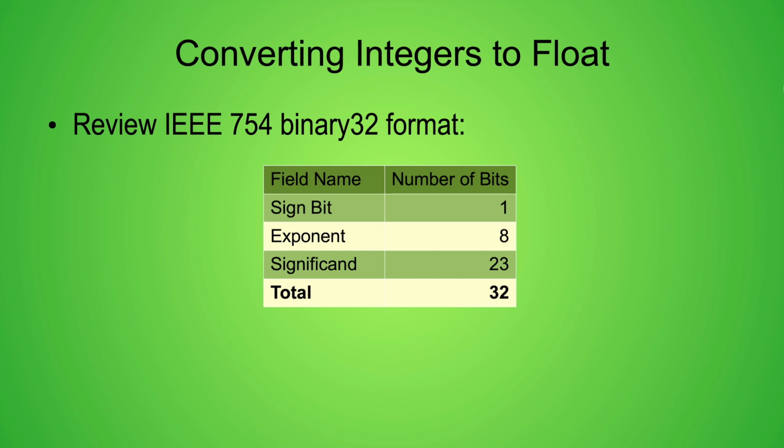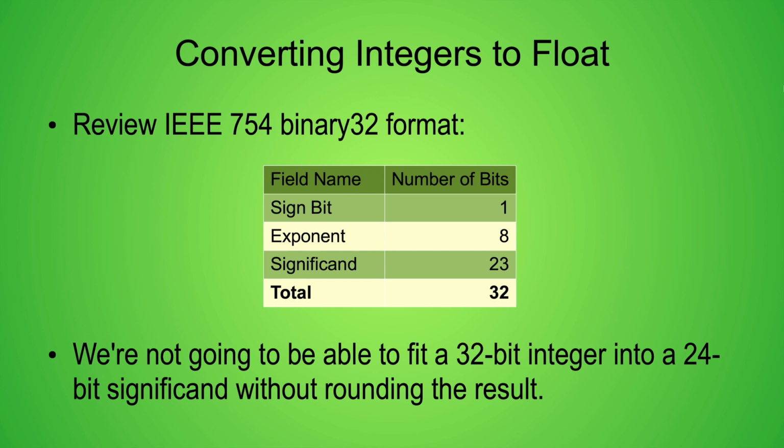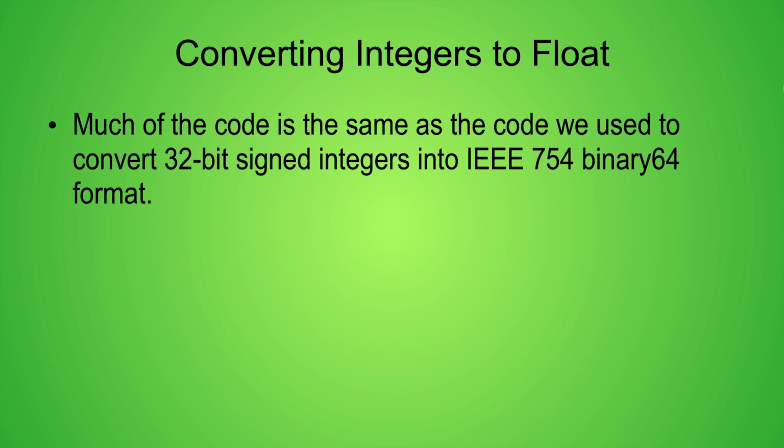Let's review the binary 32 format. It has one sign bit, an 8-bit exponent field, and a 23-bit significand field. We can quickly see that in the general case, a 32-bit signed integer isn't going to fit into a 24-bit significand field without some adjustments. The good news is that most or all of the code from the previous video shows up in this code, so our initial steps are the same.